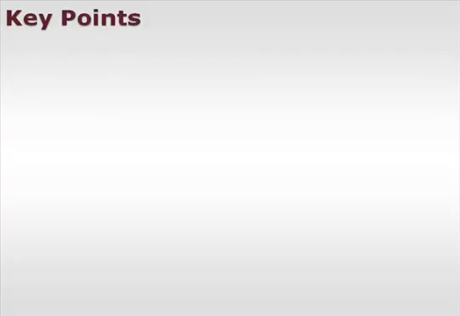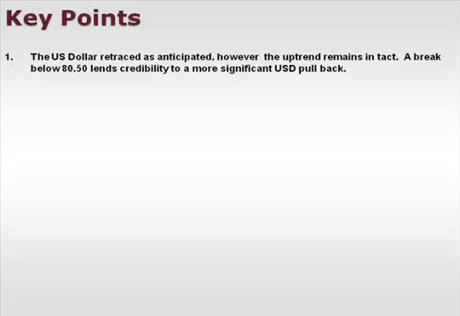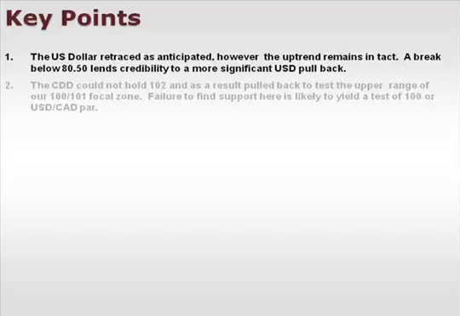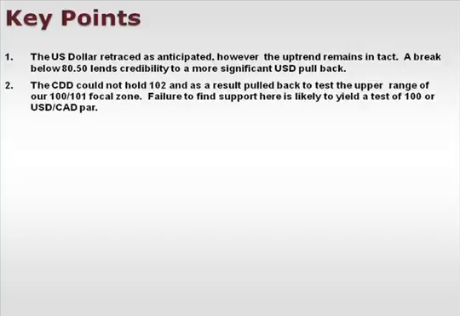Let's take a look at a few of our key points. First of all, the U.S. dollar retraced as anticipated. However, the uptrend remains intact. A break below 80.5 lends credibility to a more significant U.S. dollar pullback. The CDD could not hold 102 and as a result pulled back to test the upper range of our 100-101 focal zone.